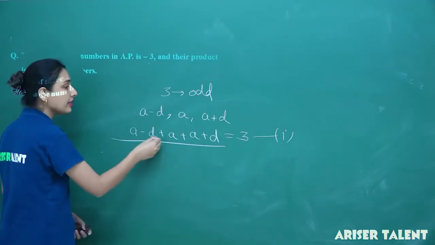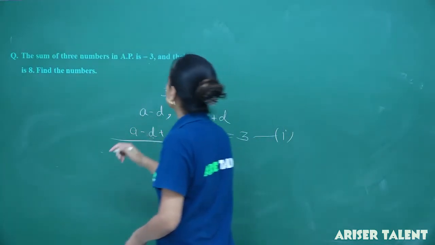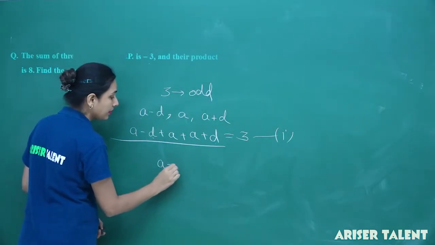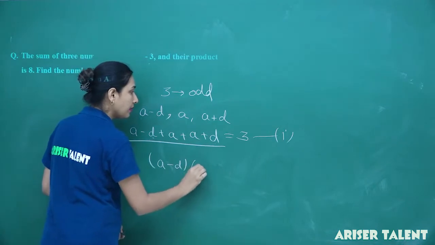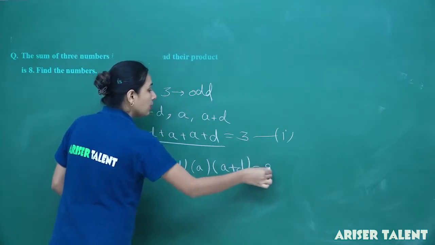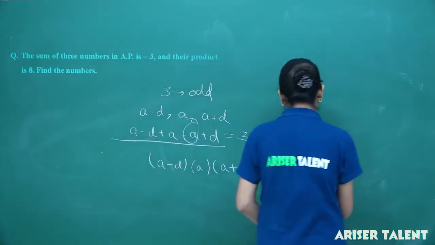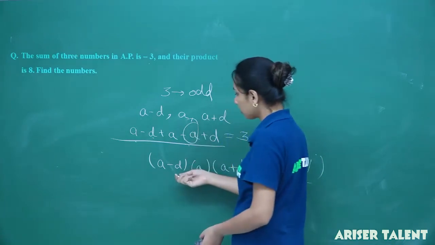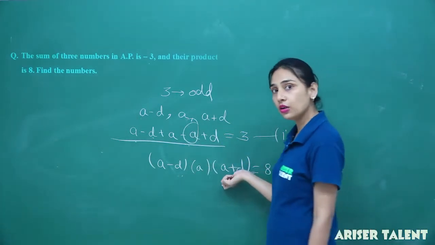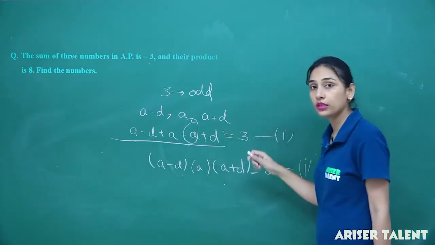Now you can see things can cancel out in this. Now it's saying their product is 8. Its product, so first term multiplied by second term multiplied by third term, is equal to 8. Now from this formula you will get the value of A, and you will put the value of A in this formula, and after that you can find the difference D here also, and A is also already known. Okay.